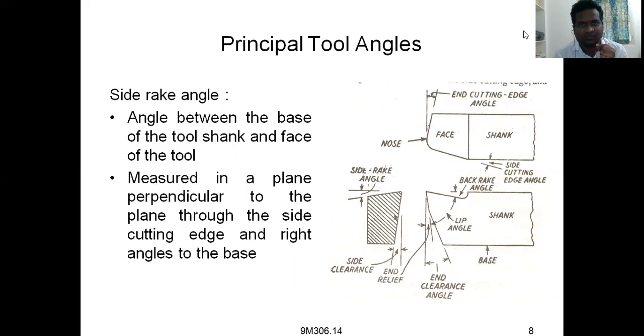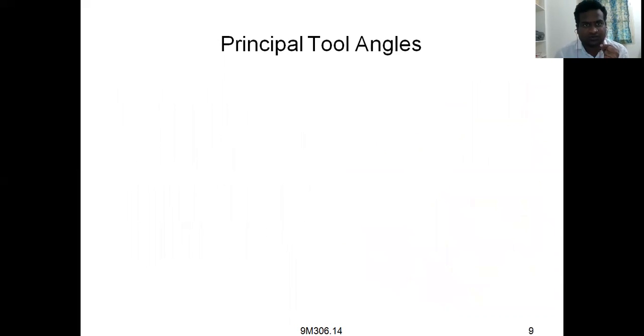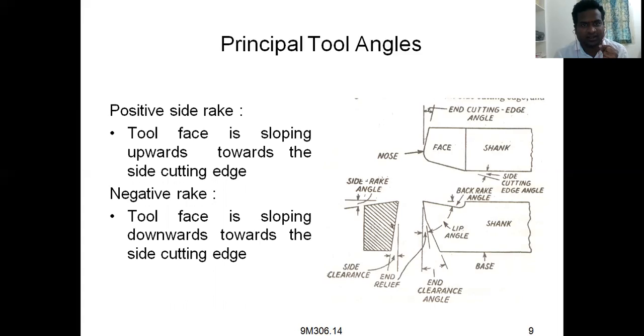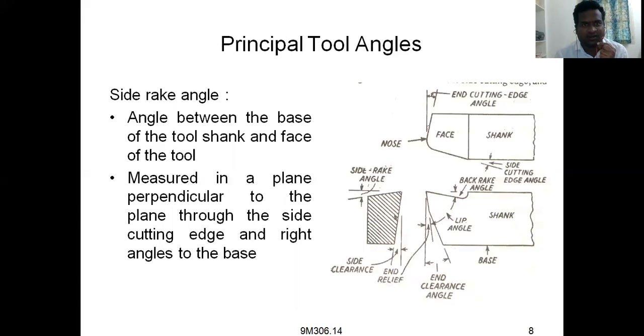The side rake angle is measured in a plane perpendicular to the plane through the side cutting edge and at right angles to the base. That is called the side rake angle. Understood? In this also we have a positive side rake angle and a negative side rake angle. Positive: the tool face is sloping upwards towards the side cutting edge. Negative: the tool face is sloping downwards towards the side cutting edge. This is called the side rake angle.